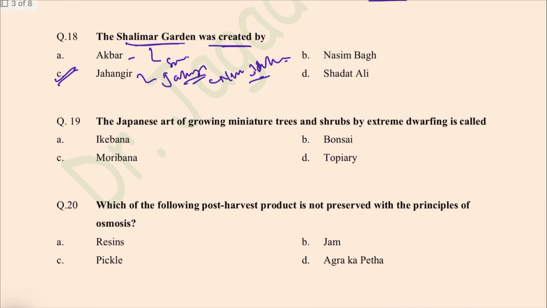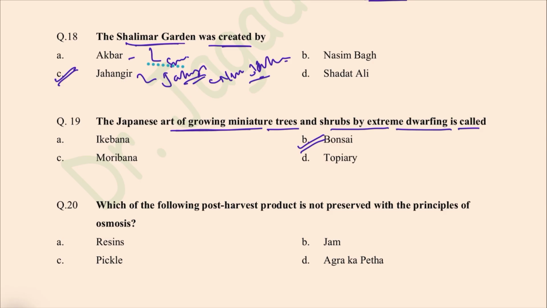Next question. The Japanese art of growing miniature trees and shrubs by extreme dwarfing is called bonsai. So bonsai is literally planted in a container. It is a Japanese art form derived from the ancient Chinese practice of penjing. It involves cultivating small trees that mimic the shape of large scale trees using techniques like pruning, wiring, and root restriction.